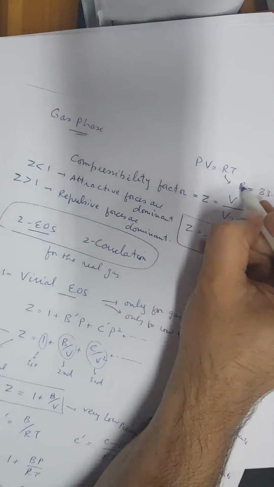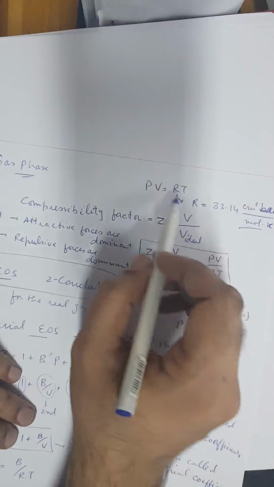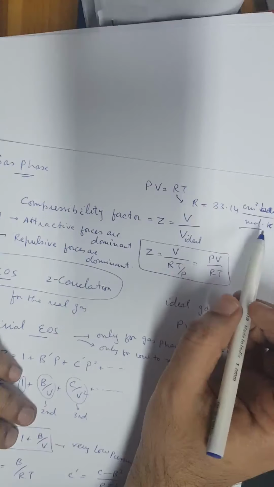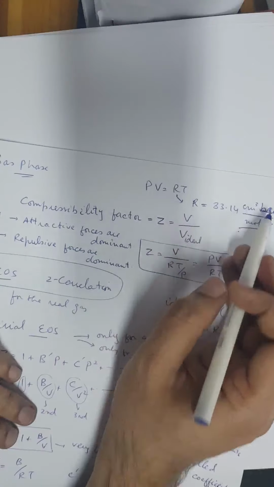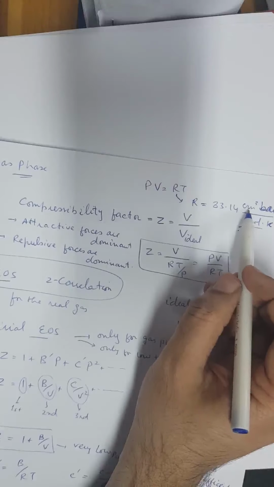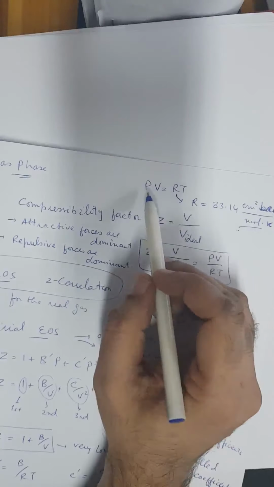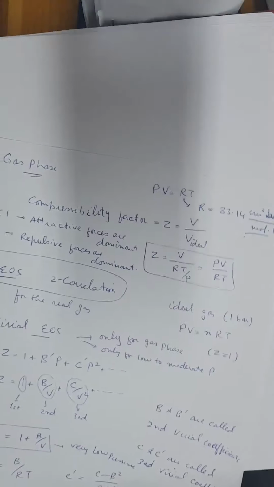So these are what we generally use in order to find the volume. Whenever we have to find volume, it comes out in cubic centimeter per mole. You have to use the pressure in bar and temperature in Kelvin. So let's see what we have here.